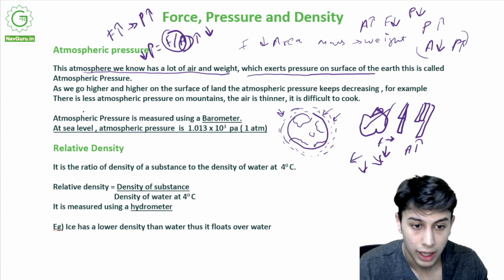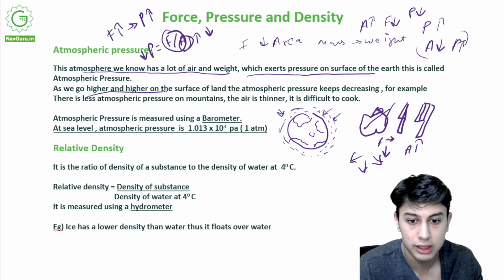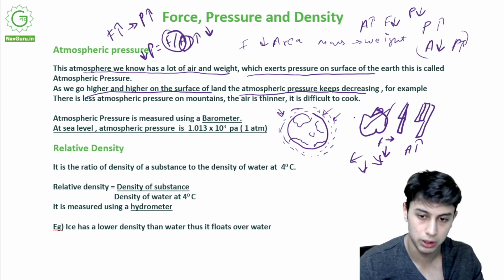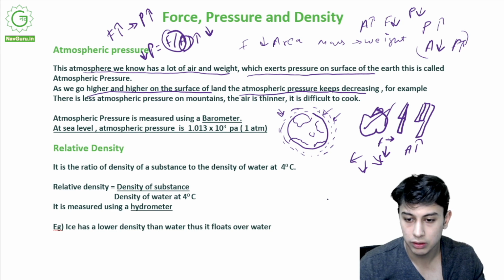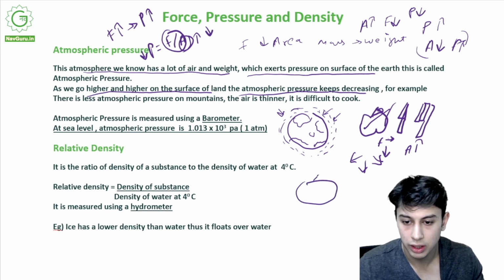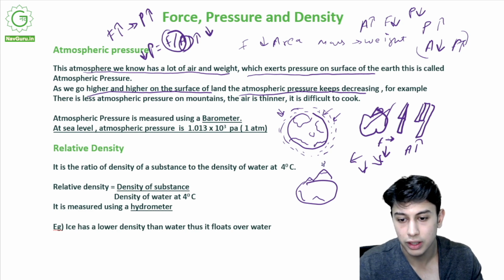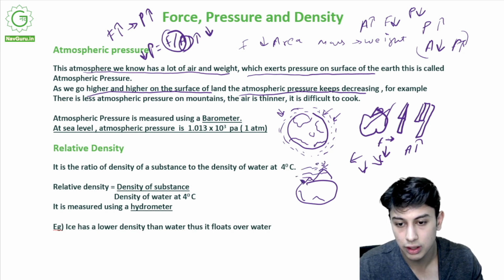As we go higher and higher on the surface of the land, the atmospheric pressure keeps decreasing. For example, supposedly this is the land, it has mountains. I'm drawing very big, but you can understand it. If you're standing on top of the mountain, there is less pressure as compared to someone over here. Here is less pressure, here is more pressure.